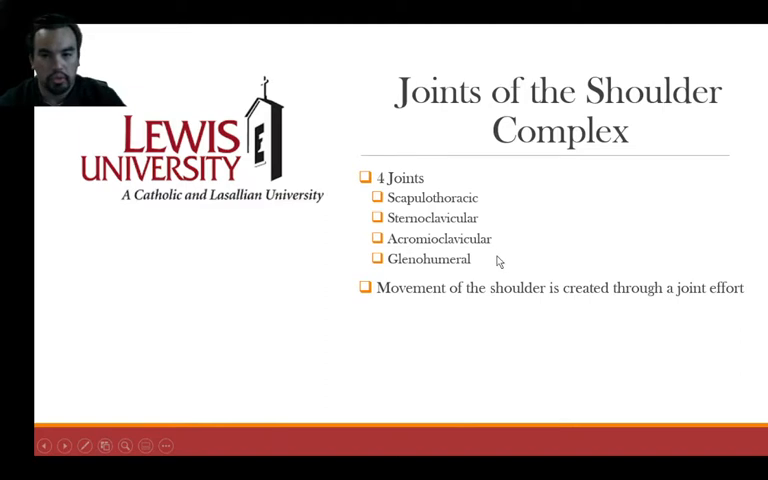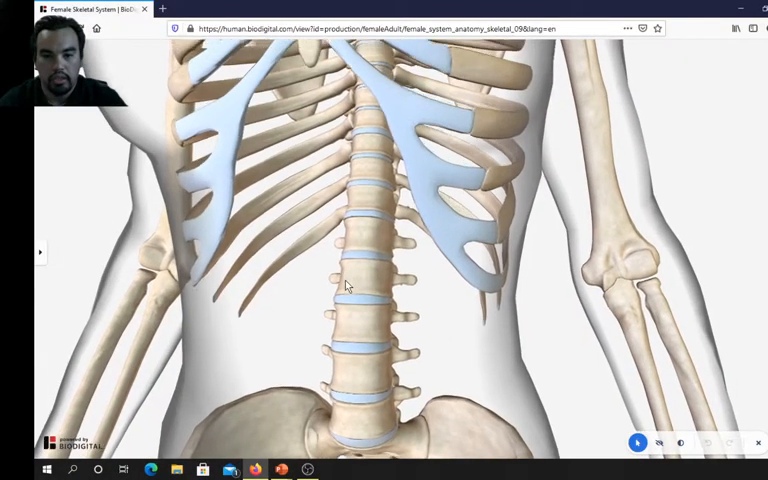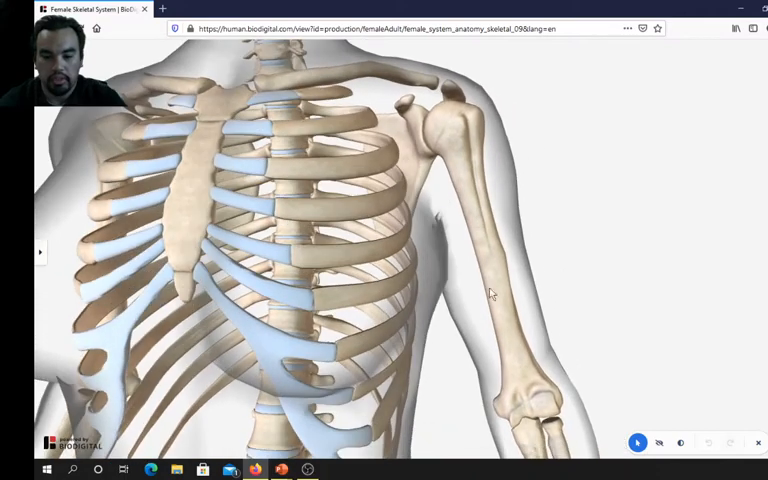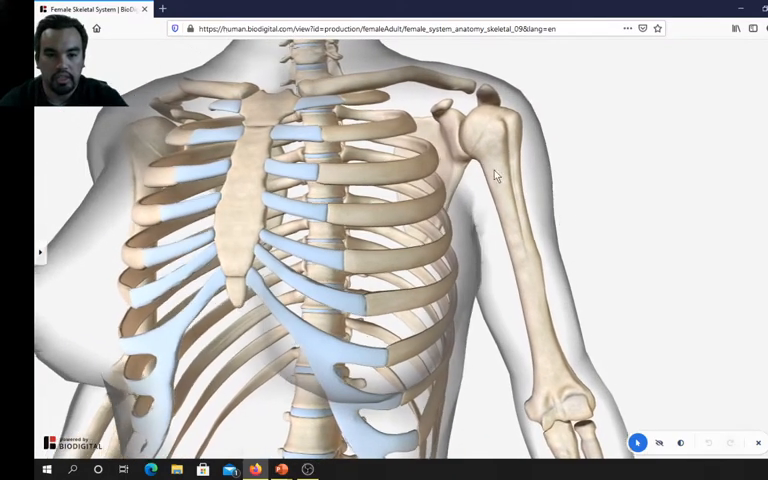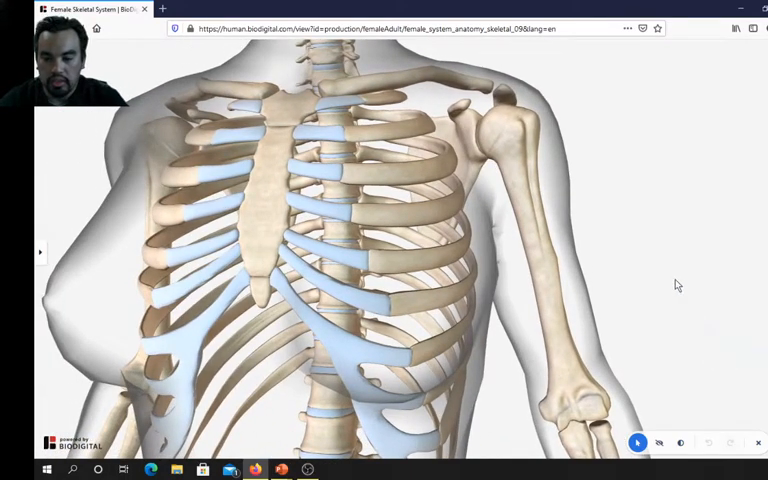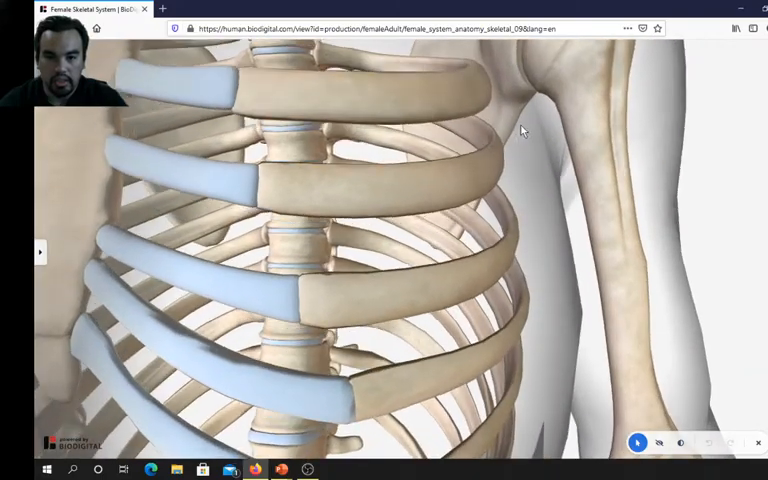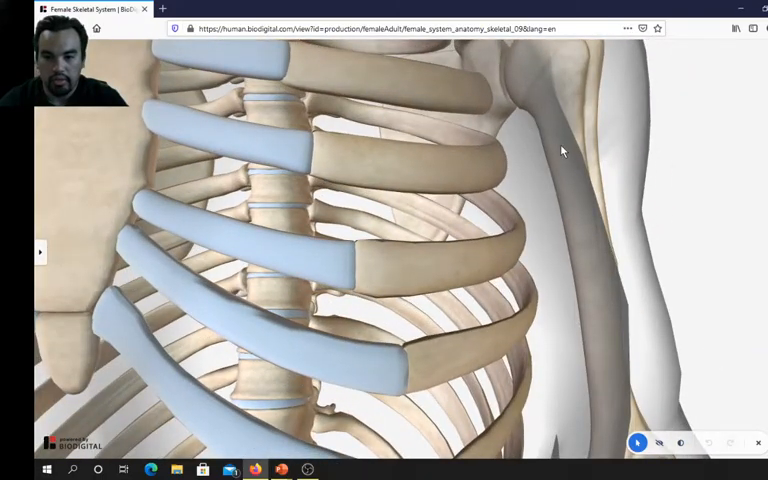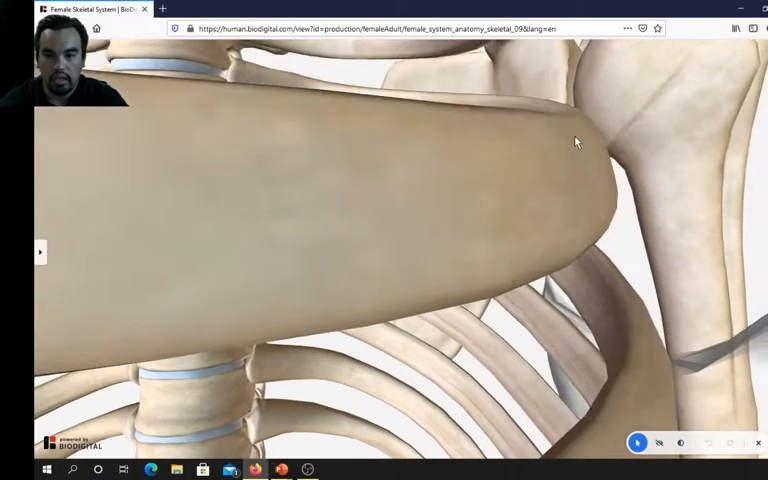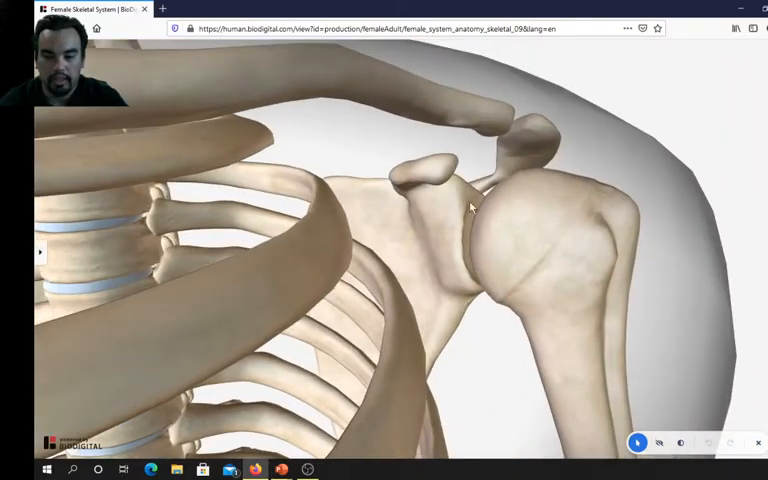So joints of the shoulder complex. Oh yeah, I'm sorry. I wanted to show you this too. Just go back up so you see how long this humerus is here, and it attaches, more sits than attaches, on the glenoid fossa in that shoulder. And it just kind of sits like a golf ball on a golf tee. Okay?